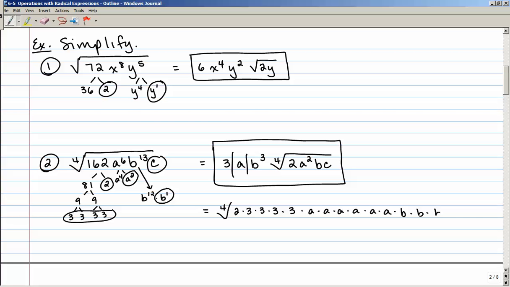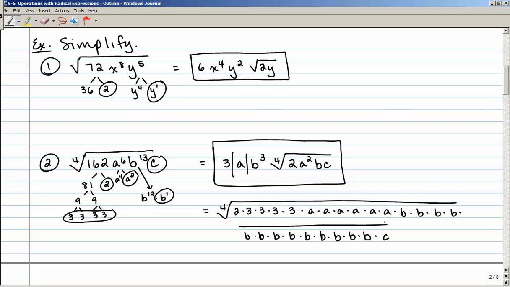1, 2, 3, 4, 5. Okay, I'm going to continue on the next line. 6, 7, 8, 9. Maybe I should have put one more over here because, no, I'm going to have to do them by 4s. Hold on. 10, 11, 12, 13, and a c. Okay, so all of that is underneath the radical. Just imagine that continuing.